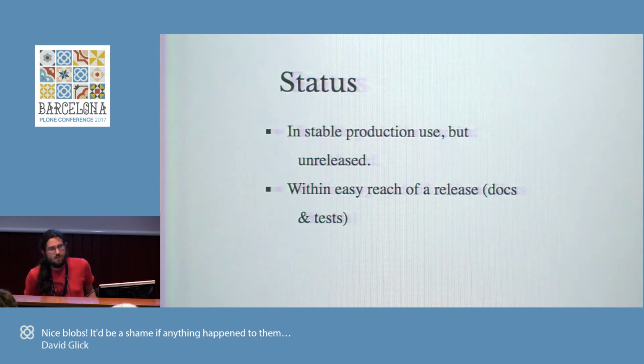So finally, to summarize the status of collective.s3 blobs, it's in production use, it's stable. It's not released, mostly because I've been busy trying to fix bugs in ZOP 4 this week. It's within easy reach of a release. It has some documentation, but it needs more documentation. It needs more tests. But it's a tool that I don't feel bad about recommending to people.